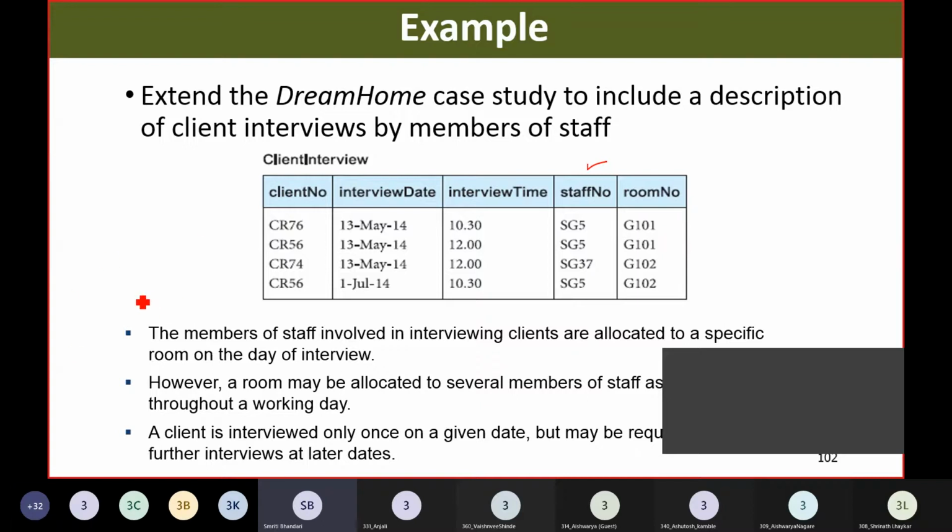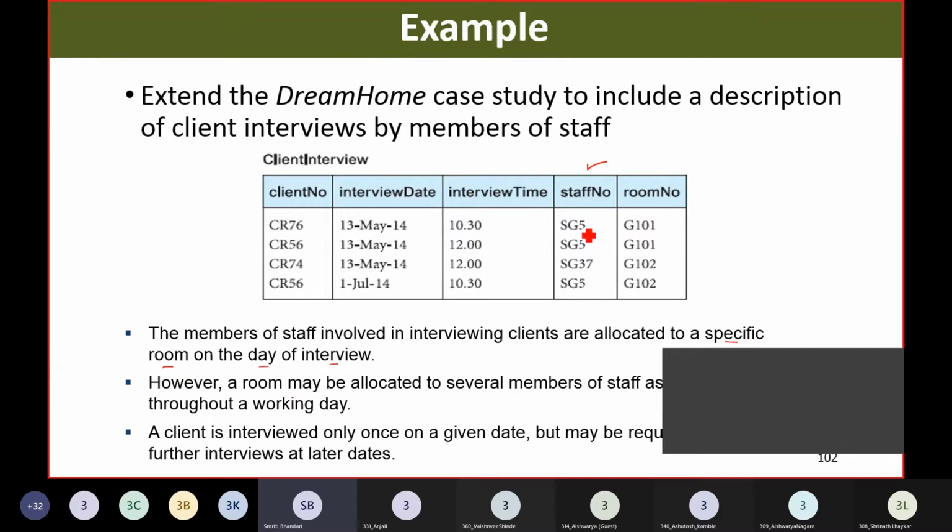Please see here, a few statements are provided from which we may extract some functional dependencies for this relation. So what is the information provided? Let us go through. The members of staff involved in interviewing clients are allocated to a specific room on the day of interview.